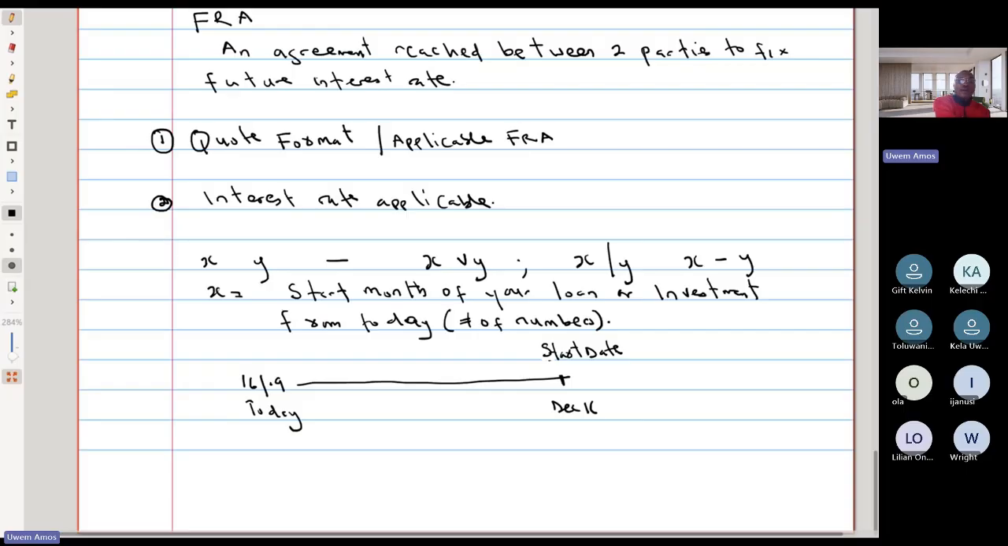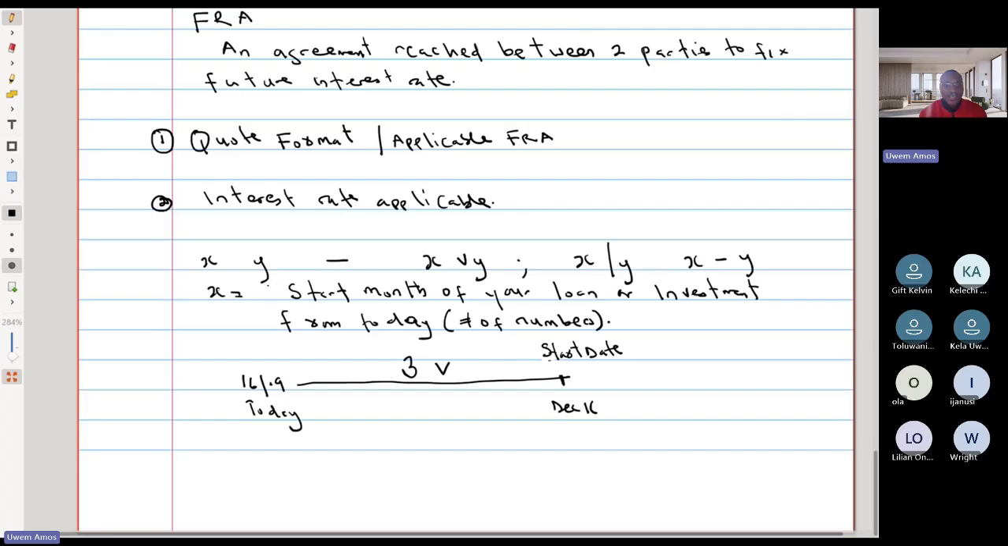Okay, so a practice to pass question. Between today and December 16th, how many months? This is September 16th to October 16th, which will be 1 month, to November 16th will be 2 months, and then to December 16th will be 3 months. So that first value you would have would be 3.